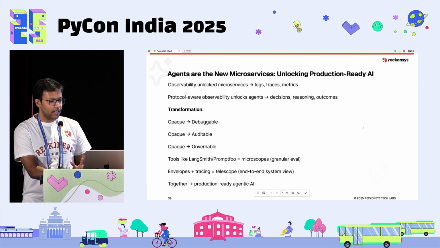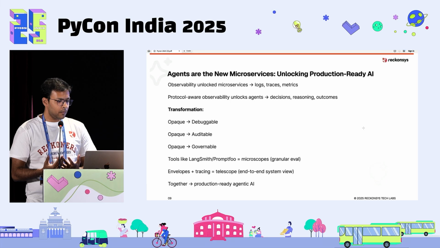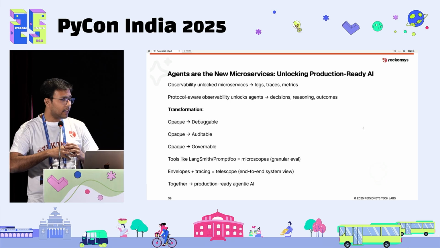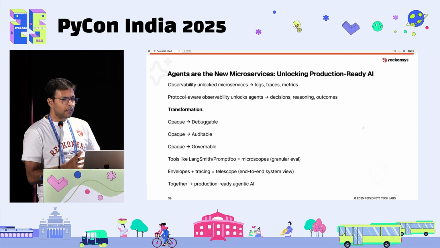Once we designed the system, we went from an opaque system to a very debuggable system. With all the things you have, it is very easy to govern what is going wrong and what is going right at any given point of time.